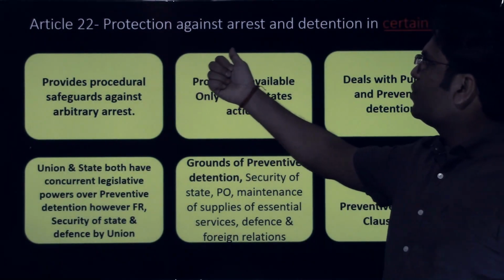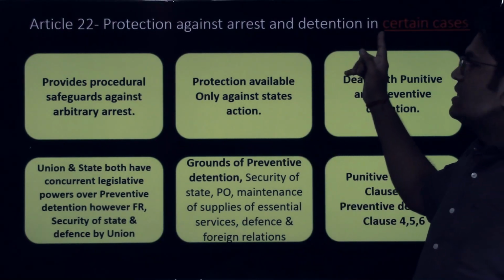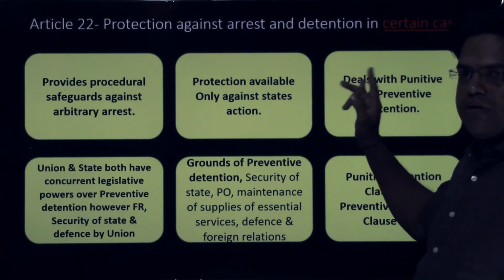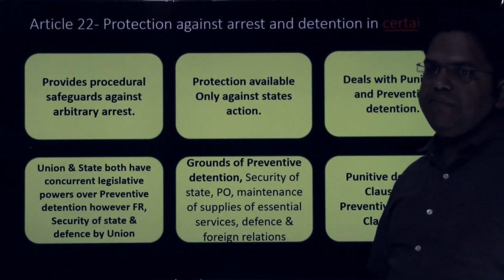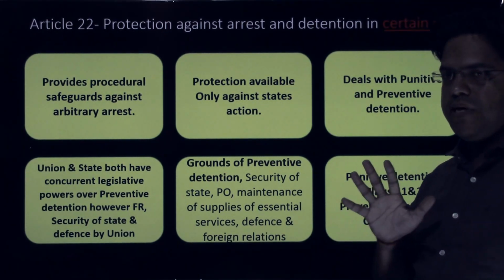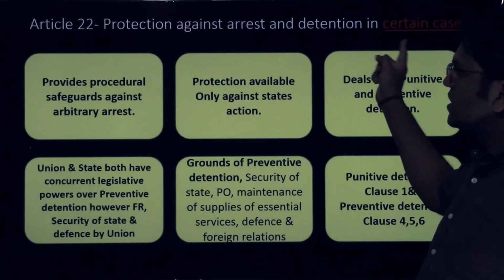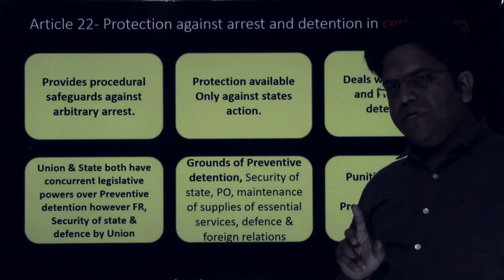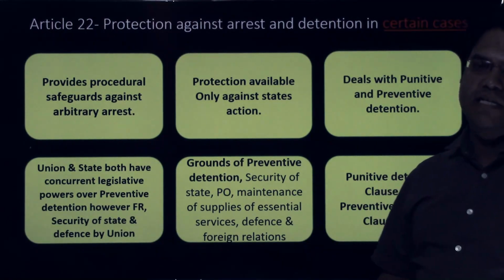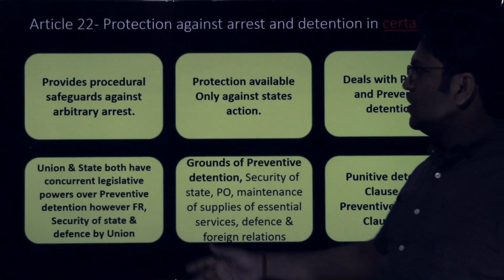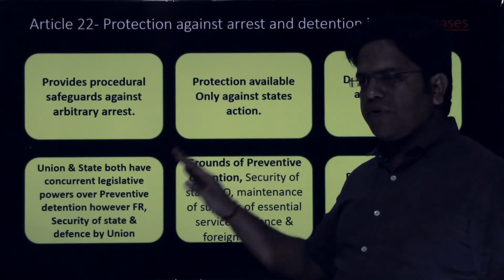So the heading reads protection against arrest and detention in certain cases. So certain cases is in red and bold because the safeguards that have been mentioned, right, are not available in a few cases. It is not available in all the cases, and that's why certain cases. I'll let you know in which cases the safeguards that we just discussed cannot be availed, right? So let us discuss the features of Article 22.